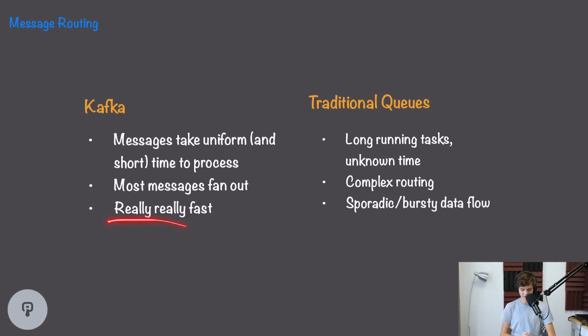Kafka is also very, very fast, so if we really need extremely high throughput, Kafka is going to be a necessity. Now, traditional message queues like RabbitMQ, on the other hand, are great for long-running tasks that we don't know how long they're going to take to complete. Traditional queues can also handle complex routing really well, and this can be useful for certain situations. Traditional queues are also really good with sporadic or bursty data flow. Kafka is designed to have consistent data moving through the system at all times, and the traditional message queue model tends to work well when we don't have that.